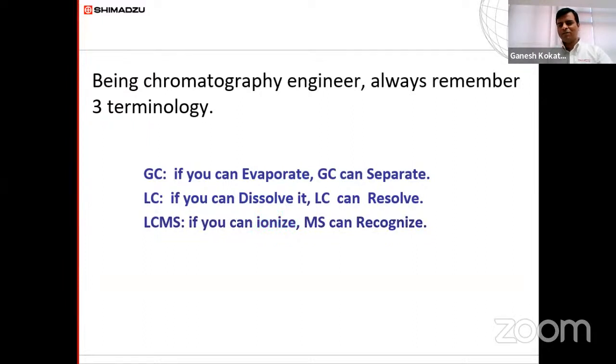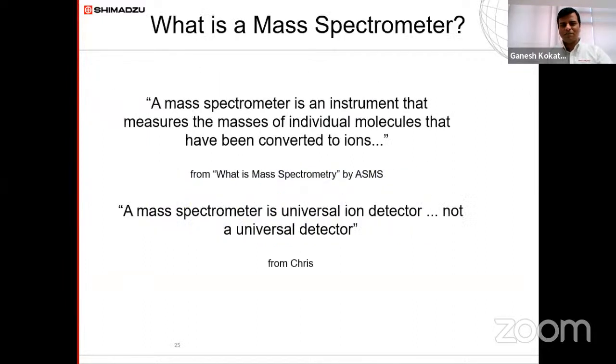So how does the ionization process take place? What are the different terms in spectroscopy? What is the starting point of MS? Before going ahead, I just want to tell everyone that mass spectrometry is a universal ion detector. It's not a universal detector, by the way. A lot of people also tell me that it's a universal detector, but ELSD is a universal detector, and the mass spectrometer is a universal ion detector.